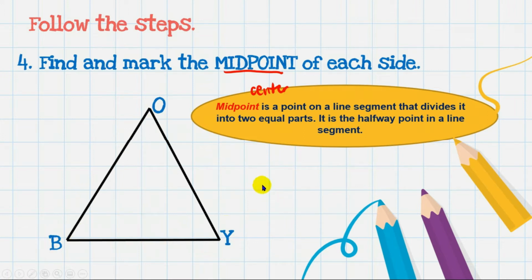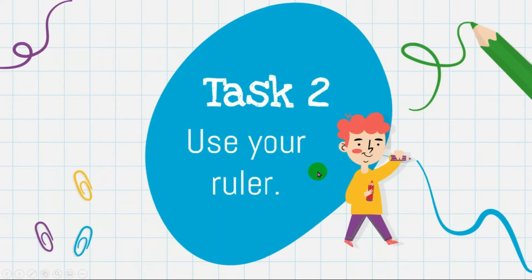Lagyan po ng marka, huwag kalimutan, lagyan mo na agad ng point. Ayan. So, do not forget to write the midpoint on your triangle. Okay? Sige po. Kapag divide na ng bawat measurements, gamitin ulit ang ruler para mahanap yung measurement na yon at huwag kalimutang lagyan ng midpoint. Okay. So, if you're done, let's proceed to our task number 2.